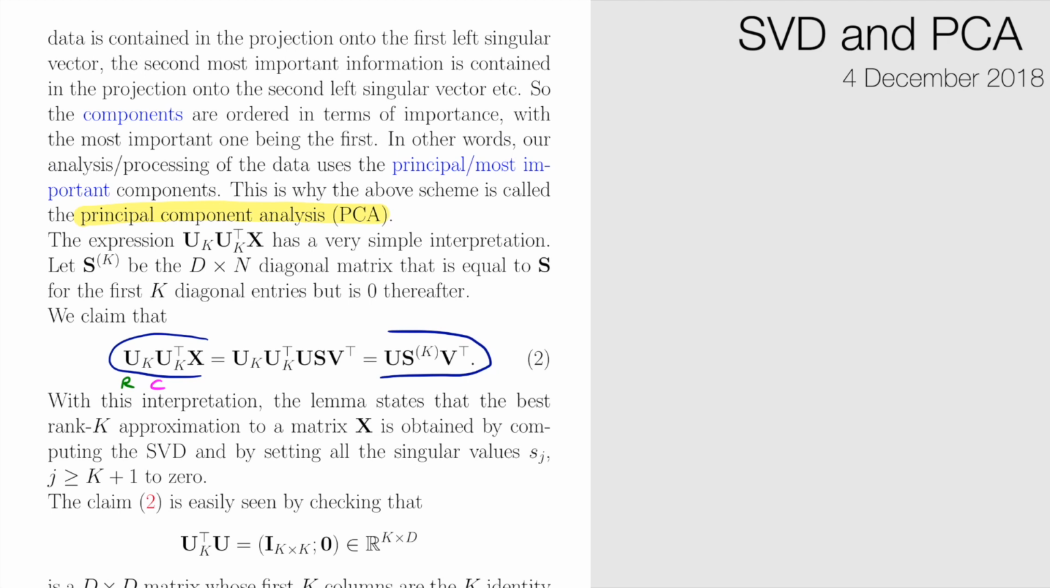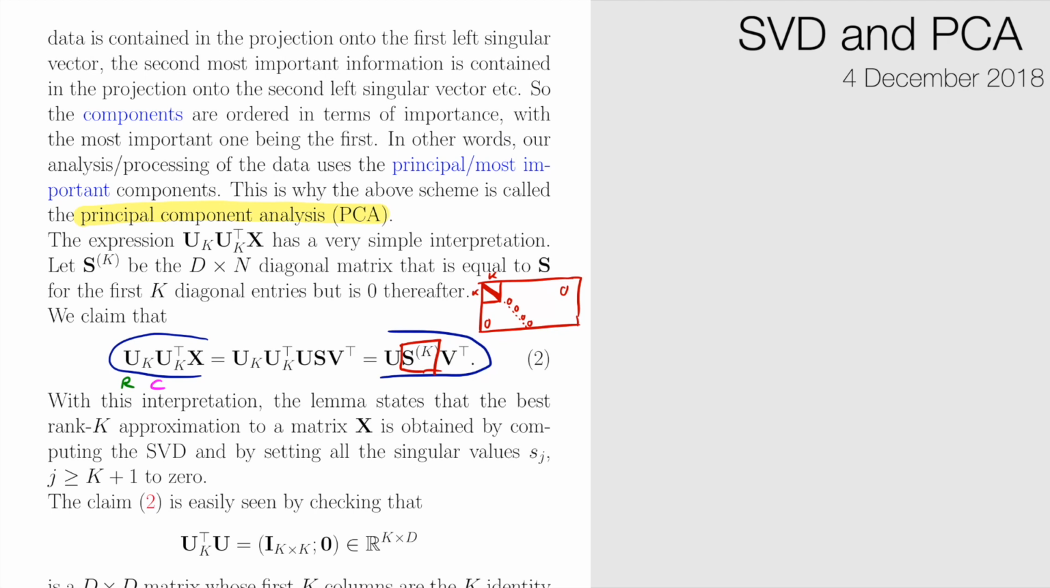So this SK matrix here is crucial. What it is, it's again this diagonal matrix, but it's forgetting all the entries except the first K on the diagonal. So here we have just put zeros, and everything else is 0 anyway. So this is this small matrix which just remembers the S1 to SK.